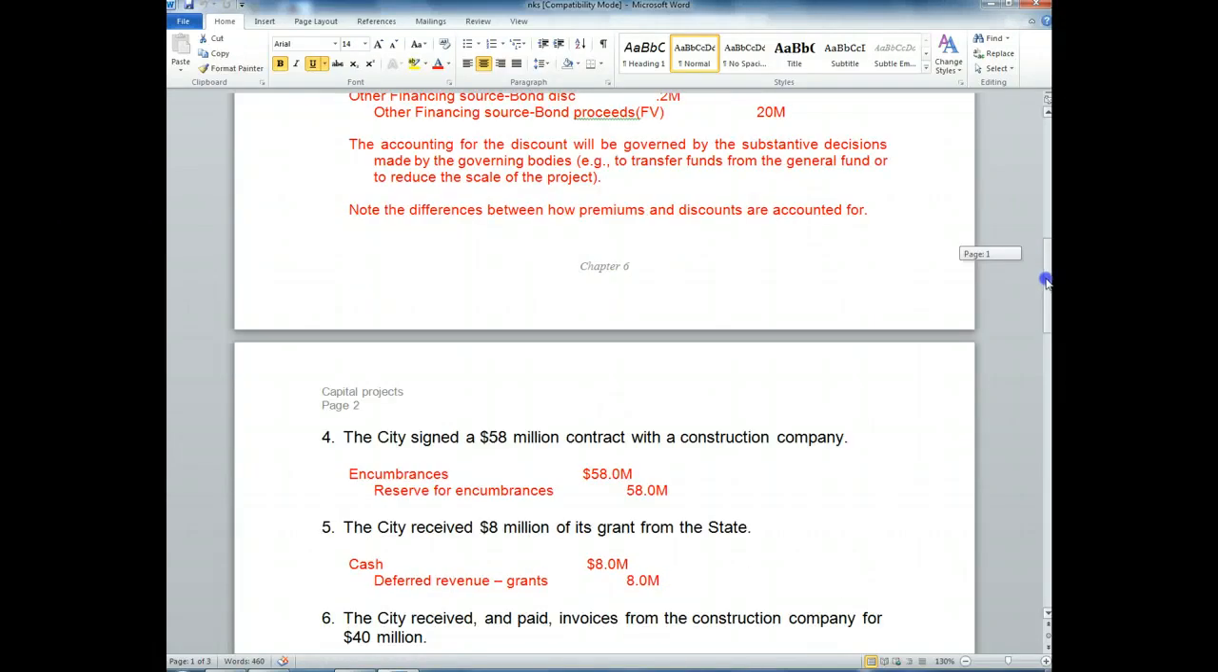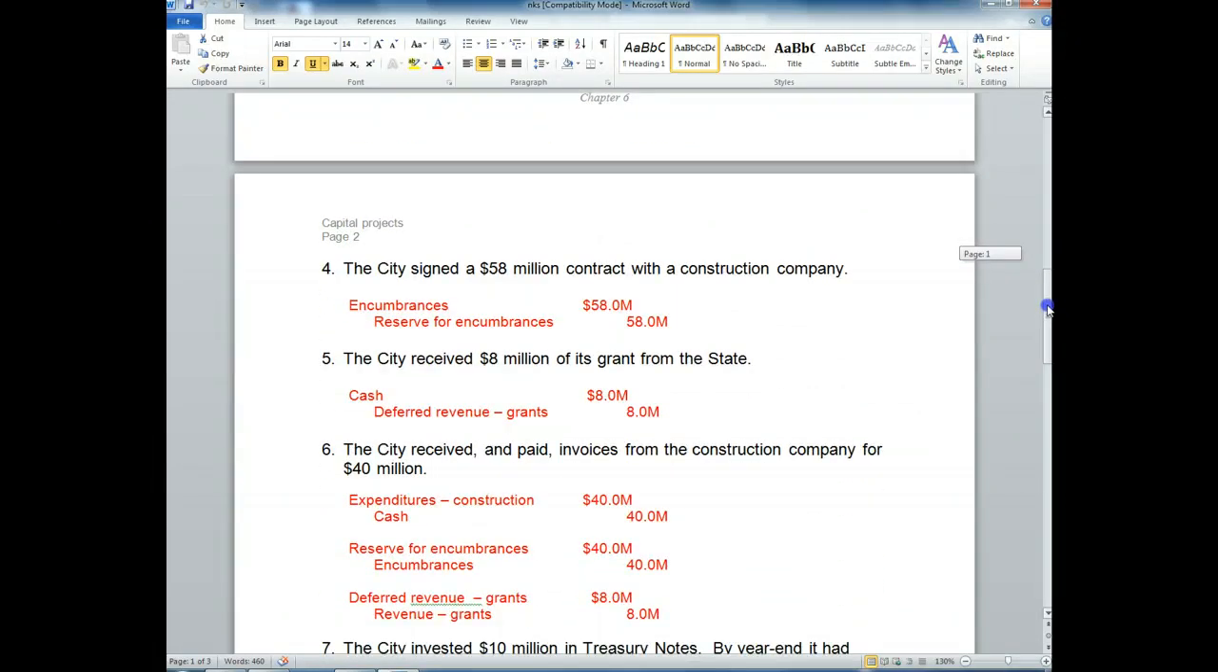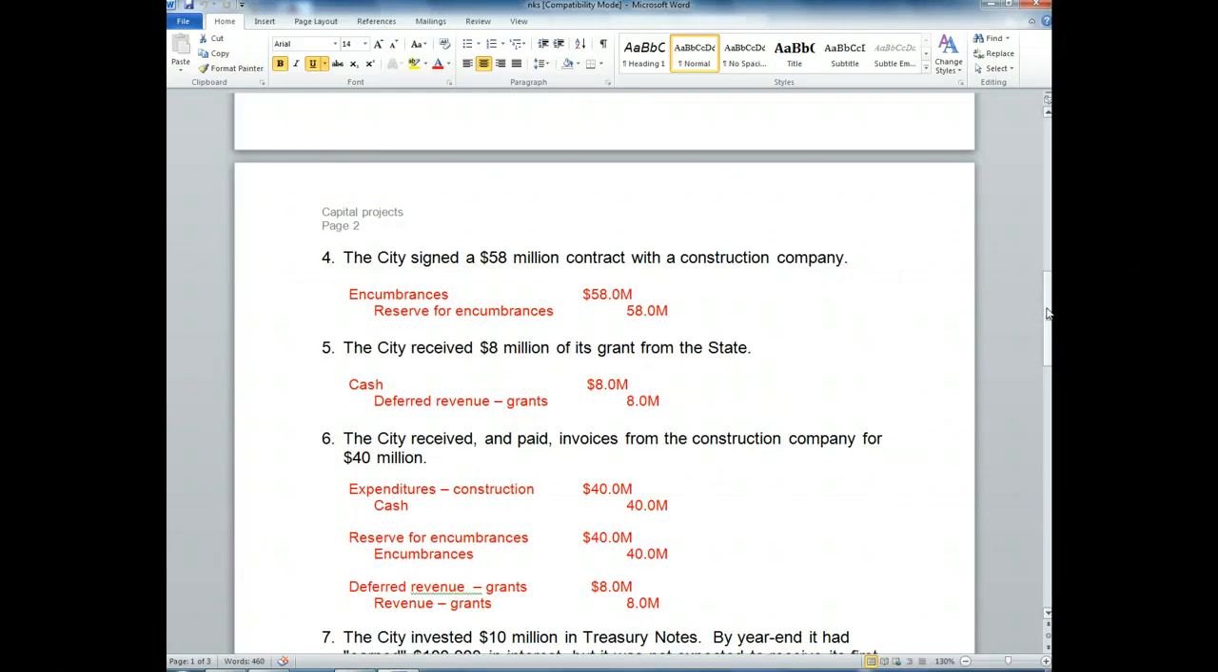Moving on, the city signed a $58 million contract with a construction company. Guys, is this an accounting event? Not technically. No. It's a budgetary event. So we would show encumbrances of 58 million and a credit to reserve for encumbrances of 58 million.